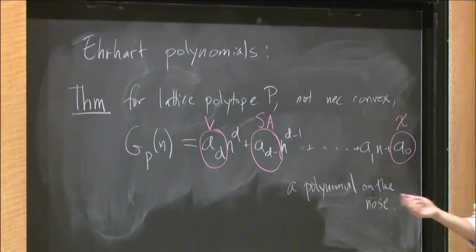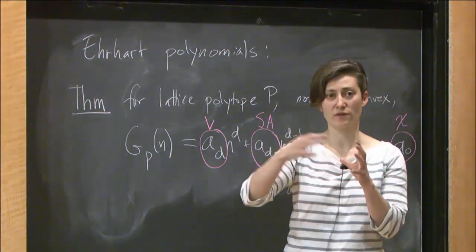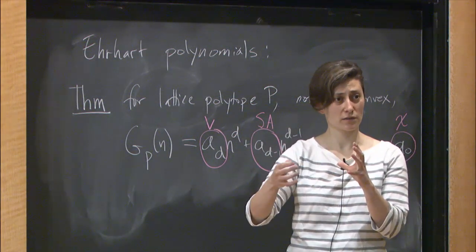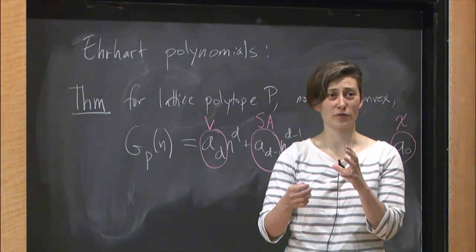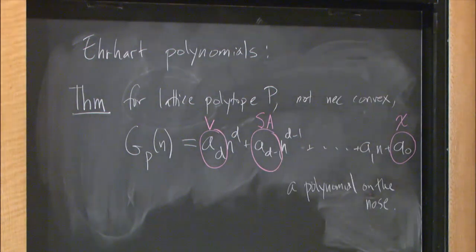When you play around with this and you do some examples, keep in mind this is the Euler characteristic of the polytope as a filled-in object. So don't forget that top dimensional face when you're playing around with examples. Any questions about what's going on here?